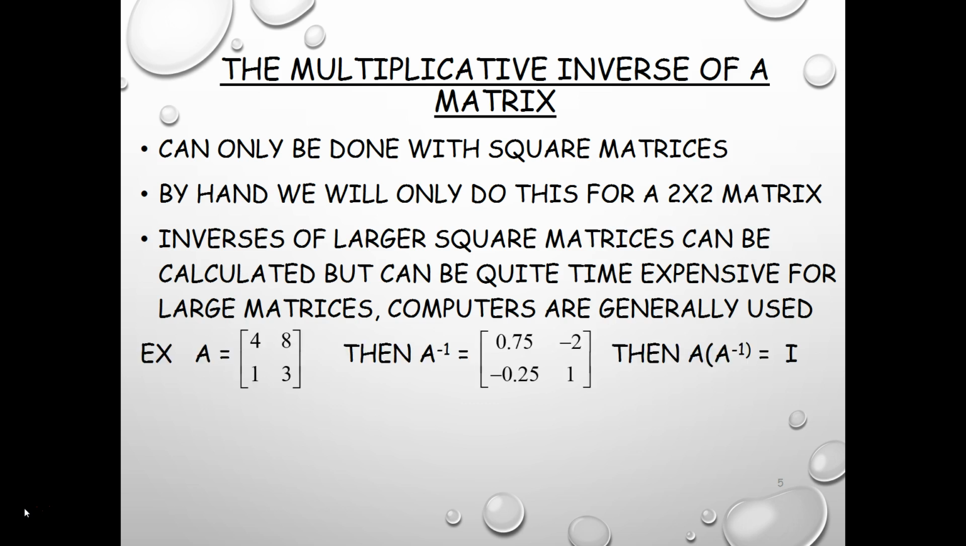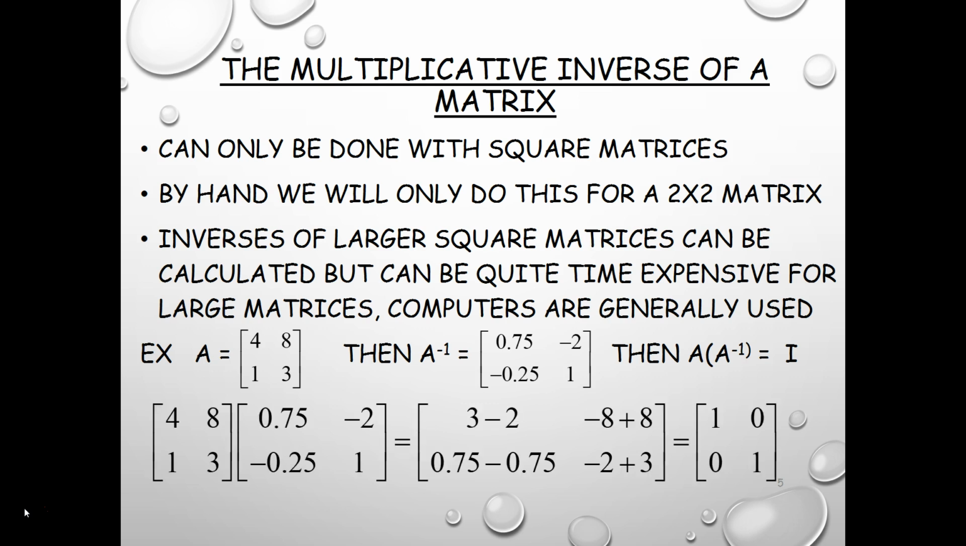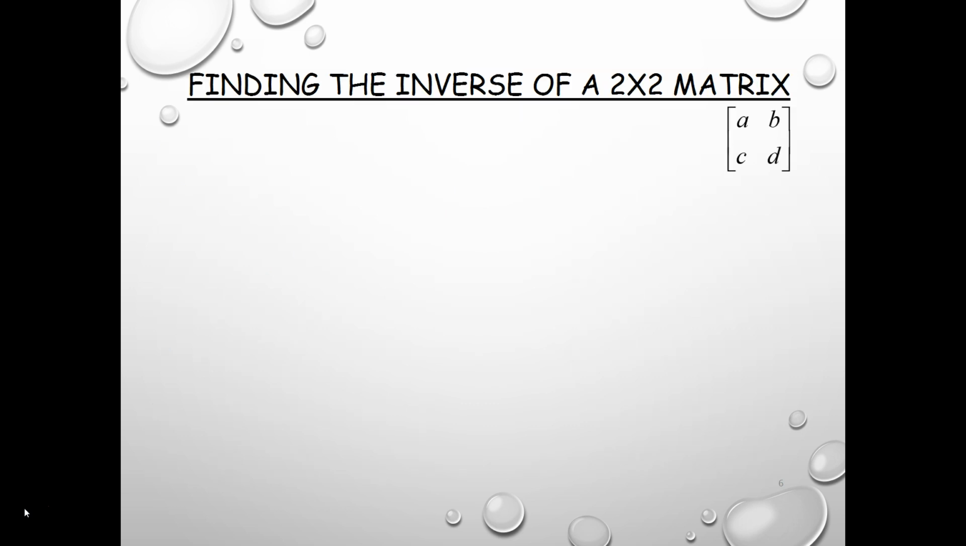So for example, if I had matrix A being 4, 8, 1, 3, its inverse would be this: 0.75, negative 2, negative 0.25, and 1. If we were to multiply A times that inverse, we end up getting the identity matrix as the answer. And this basically just proves that. It's not showing us how to find the inverse, but it's just showing us how those work together.